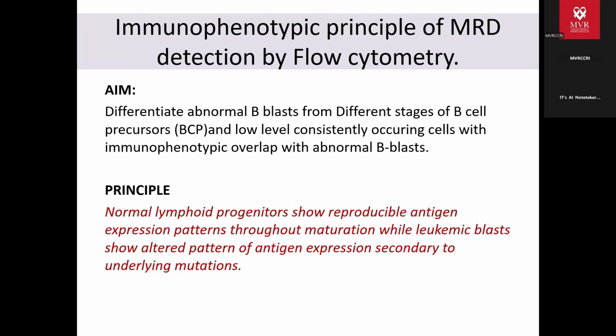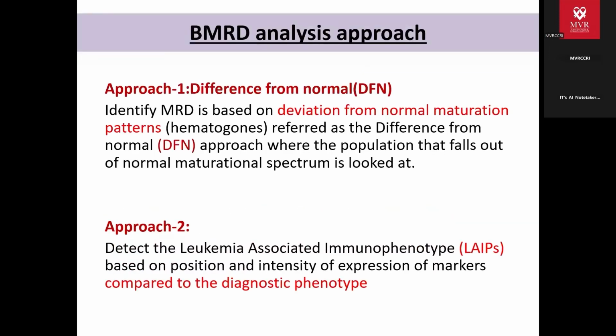So the principle that we use is that normal lymphoid progenitors have a reproducible antigen expression pattern throughout maturation. There's a particular pattern of maturation, whereas a leukemic blast will show an altered antigen expression due to the underlying mutation. So we have two approaches. One is the difference from normal approach, and the second is the LAIP approach. Difference from normal is the deviation from a normal maturation pattern that we are seeing when we analyze the blast.